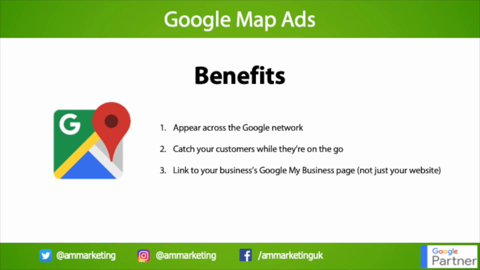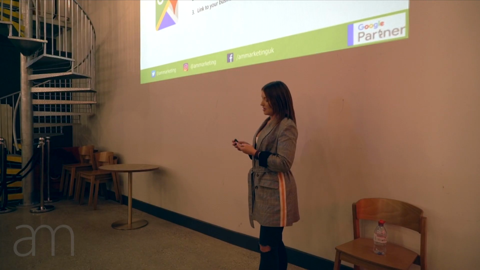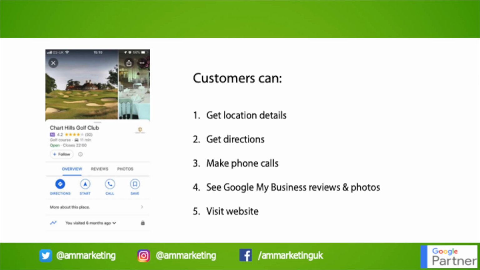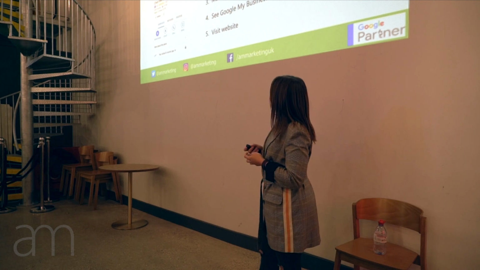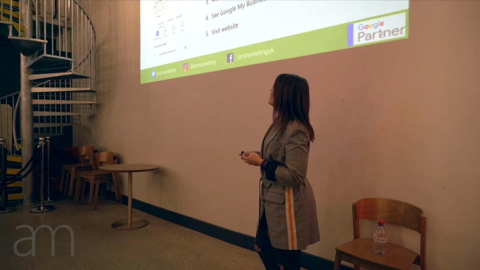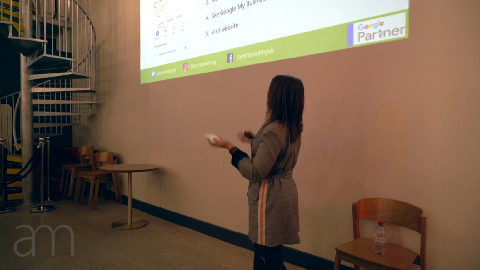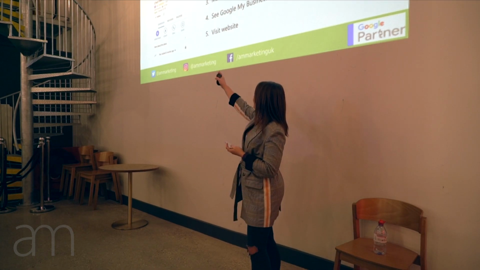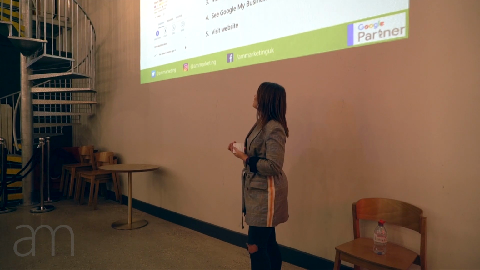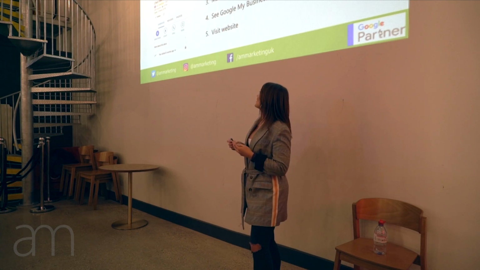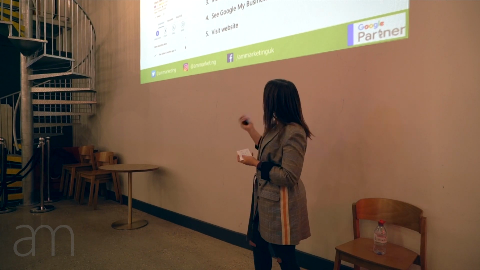And then number 3 is Google Map ads actually link to your Google My Business profile, which is really great because customers can see location information. They can also get directions and make phone calls. They can see your reviews and your photos and visit your website if they wish. So they can really get all of the information for your business. And on the left here is an example of a Google Maps ad that I've triggered.